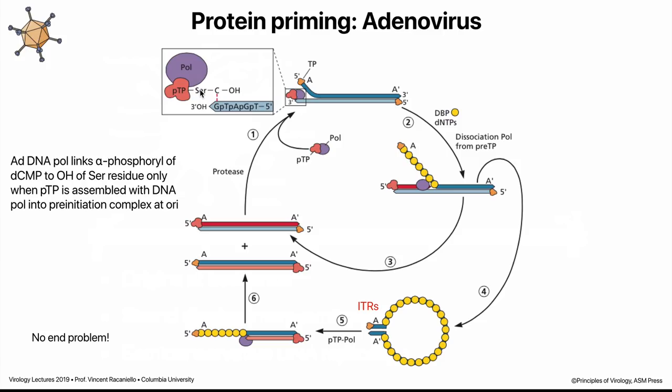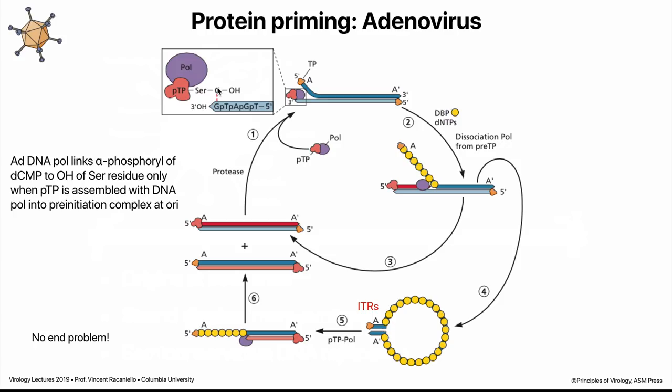A C residue is added to the serine when the pre-terminal protein is together with the DNA polymerase at the origin of replication, which is the 3' end of the genome. And that's going to be the primer for DNA synthesis. Polymerase attached to pre-terminal protein, serine of that pre-terminal is linked to a C. That's going to base pair with the last G on the viral DNA, and that's the primer for DNA synthesis. So you're priming at the very end of the genome. You're not going to lose any sequence.